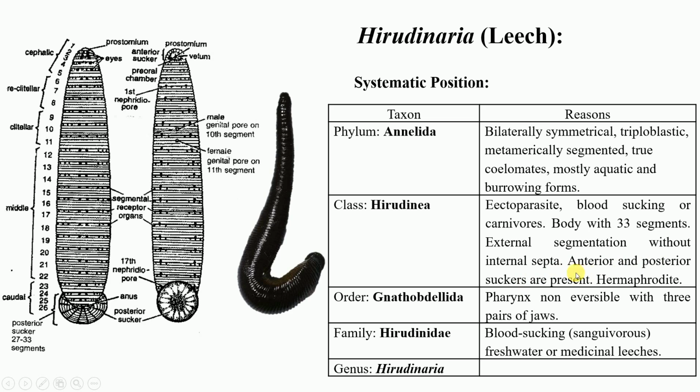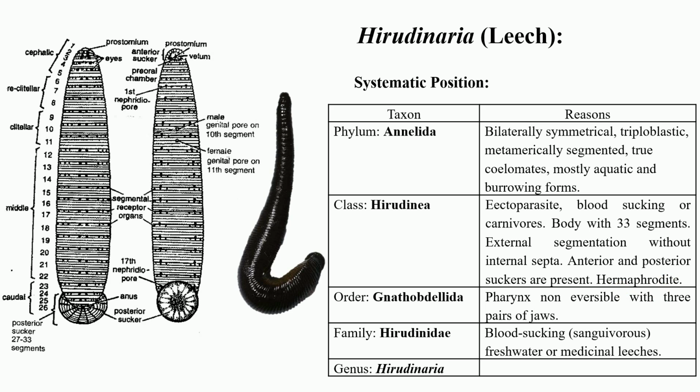Anterior and posterior suckers are present. So here you can see the anterior sucker, and this one is the posterior sucker, which is again a characteristic feature for Hirudinea. And these organisms also show a hermaphroditic condition, that is, male as well as female organs are present on the same individual. So these are the reasons for the class Hirudinea.